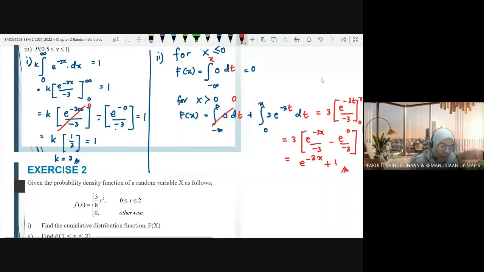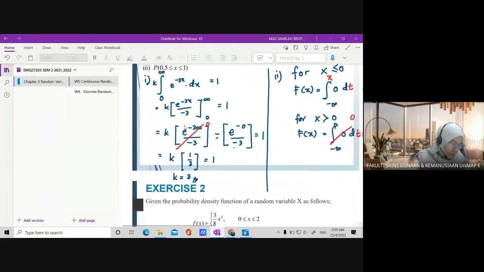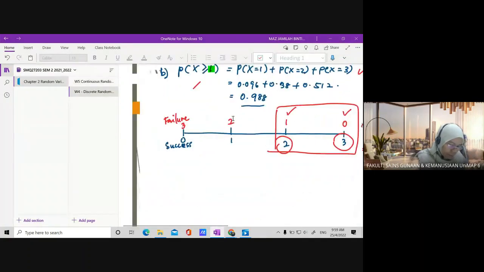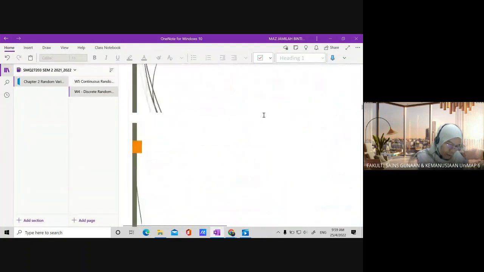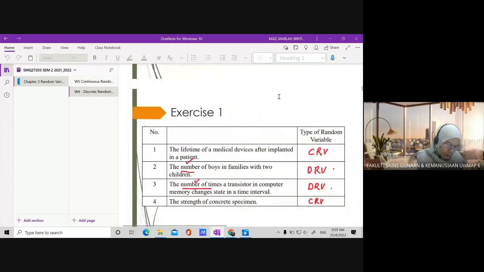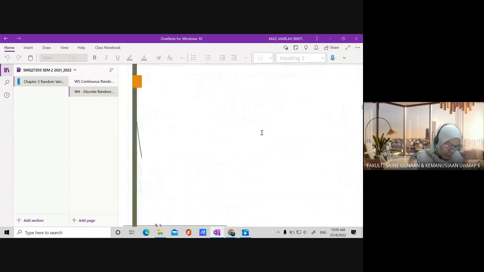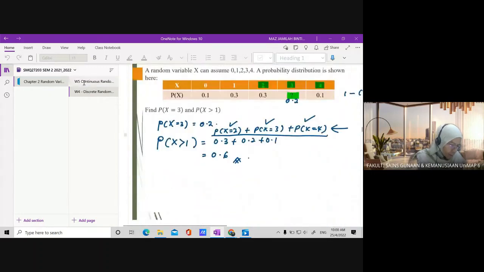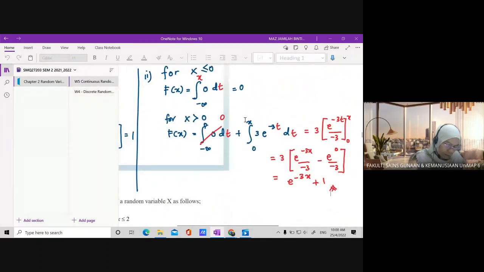So we are looking for the distribution function for a continuous random variable. Remember back, class, for continuous random variable, did I discuss last time continuous random variable? Not in this part. Okay, never mind.